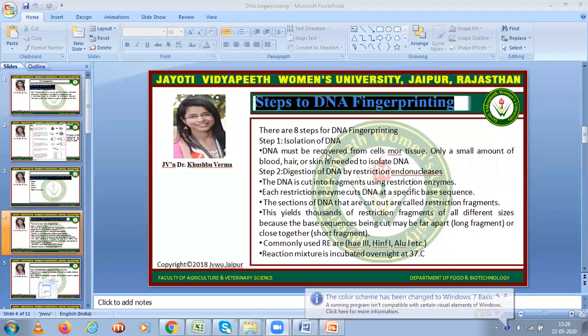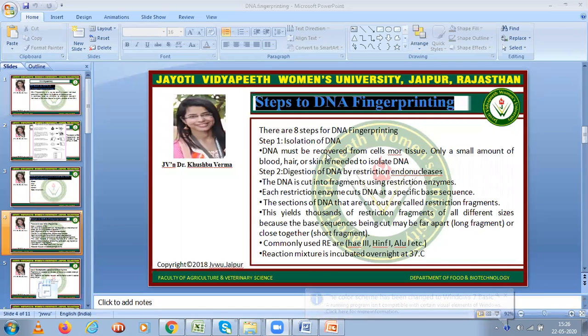What types of biological samples are used for DNA fingerprinting? We can use blood, hair, saliva, semen, and body tissue cells. Now we will discuss all the steps which are followed in DNA fingerprinting. Basically, there are 8 steps for DNA fingerprinting.